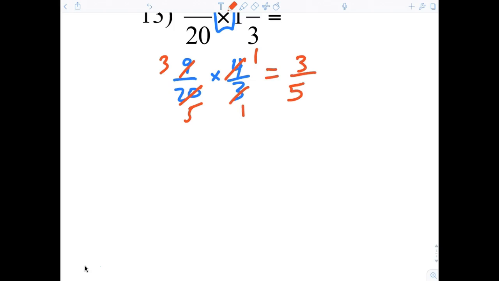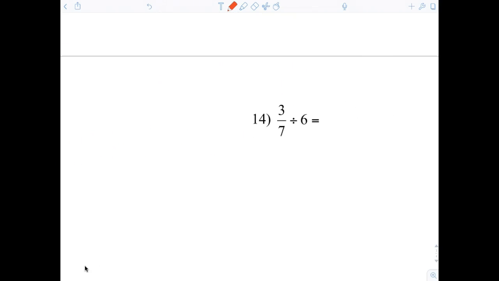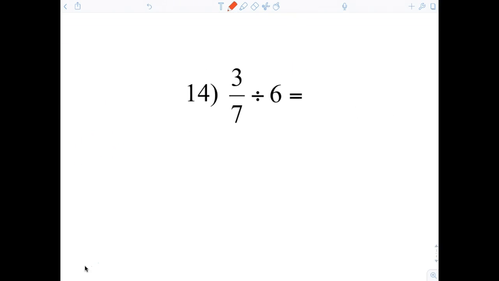Yes, a good lesson here. Tomorrow they're going to be mixed up. All right, so just because the first one's division doesn't mean the next one's division. Is everybody good on that? Yes. All right, nice. So we have 3/5. Okay, 14 was a nice little tricky question.